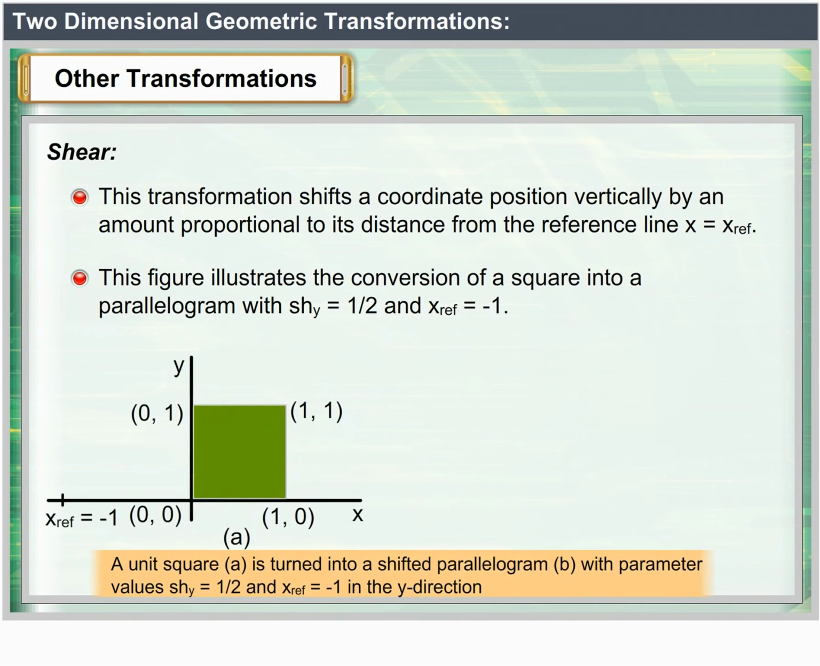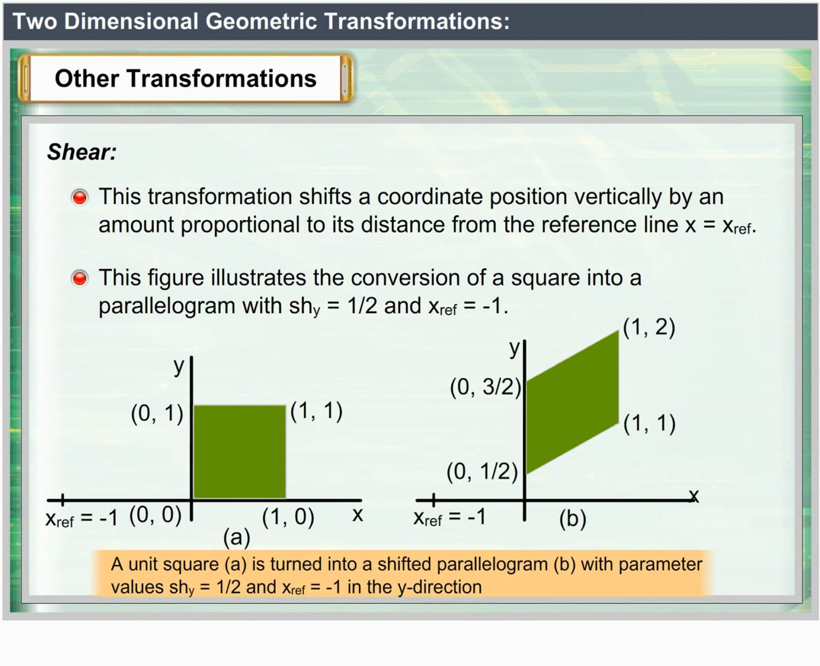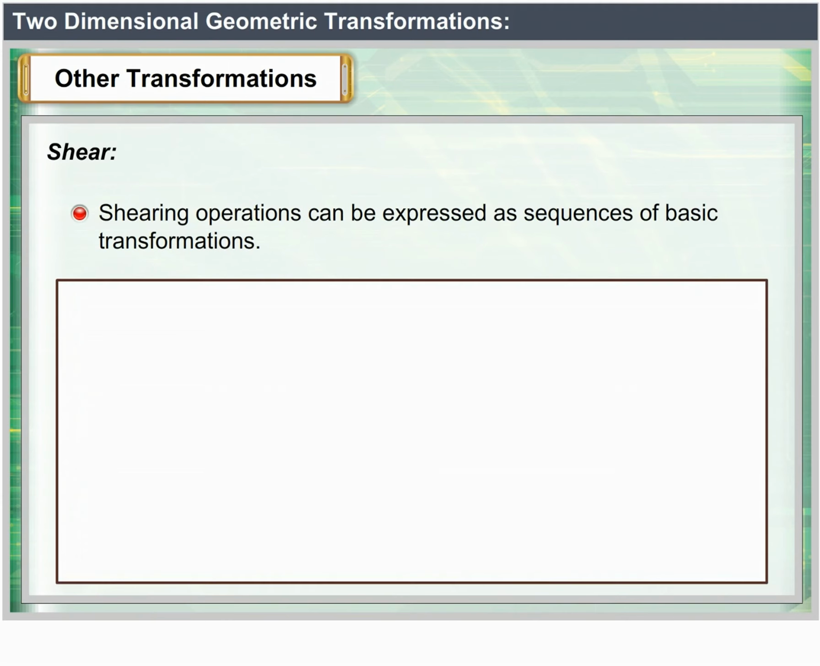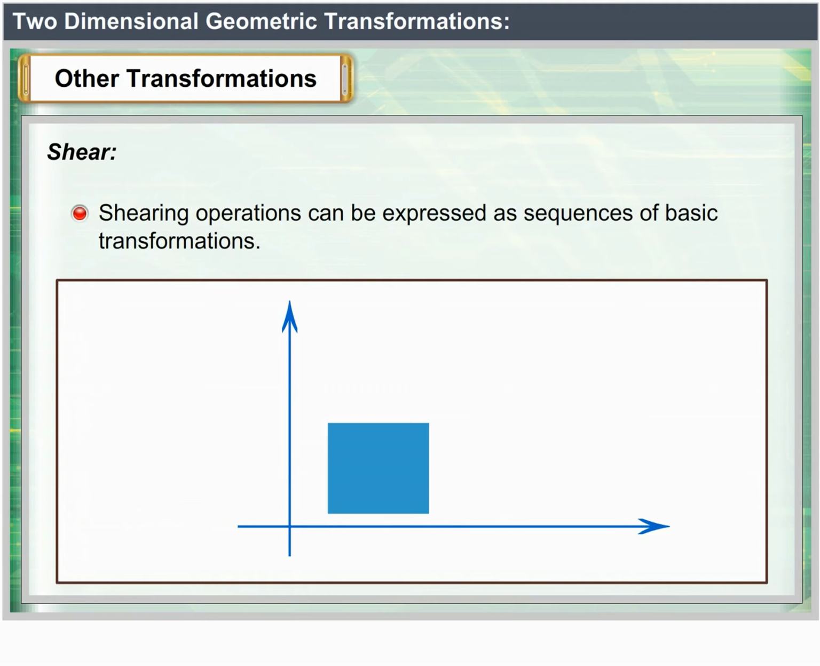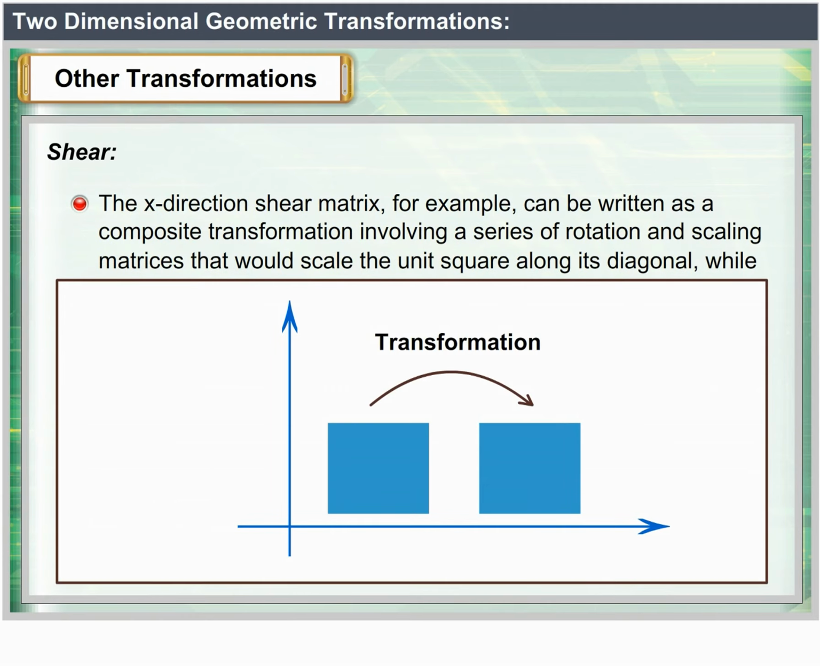Shearing operations can be expressed as sequences of basic transformations. The x-direction shear matrix, for example, can be written as a composite transformation involving a series of rotation and scaling matrices that would scale the unit square along its diagonal, while maintaining the original lengths and orientations of edges parallel to the x-axis. Shifts in the positions of objects relative to the shearing reference lines are equivalent to translations.